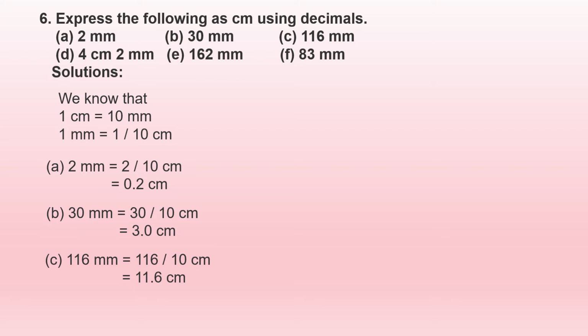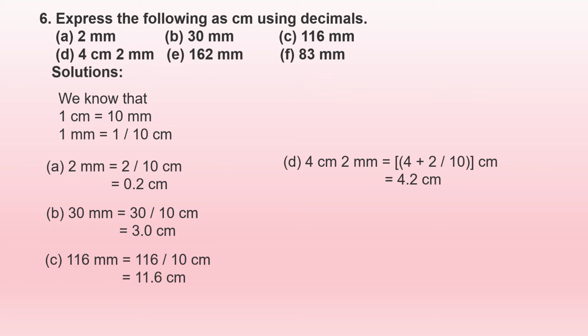D, sum 4 centimeter 2 millimeter. Already 4 is in centimeter. So we need to convert 2 millimeter into centimeter. So 1 millimeter equal to 1 by 10 centimeter. So 2 millimeters equal to 2 by 10. That is equal to 0.2. So that is 4.2 centimeters.